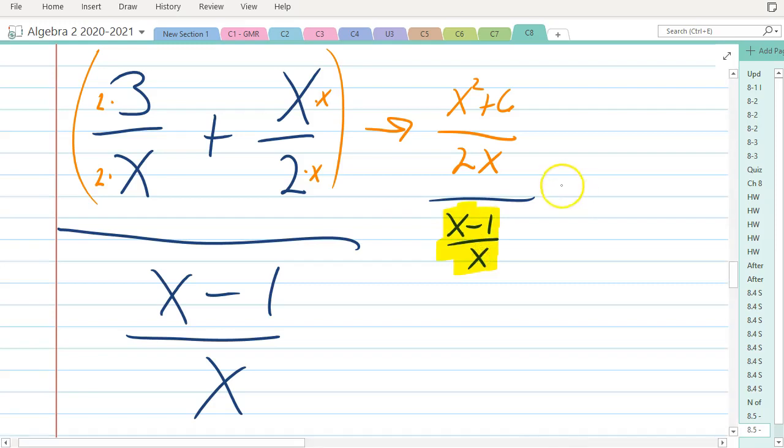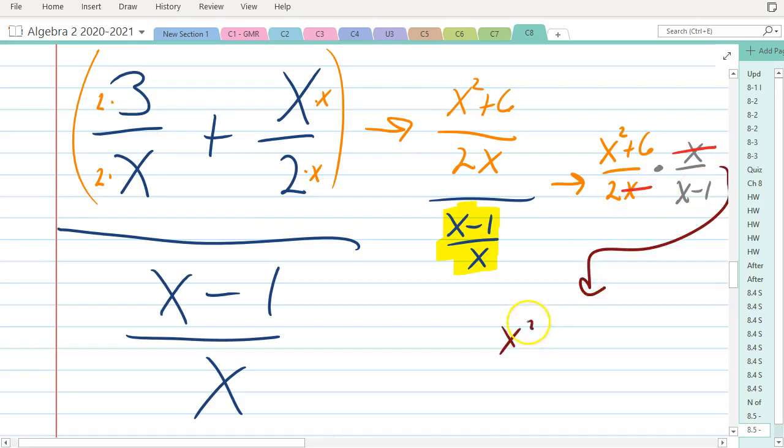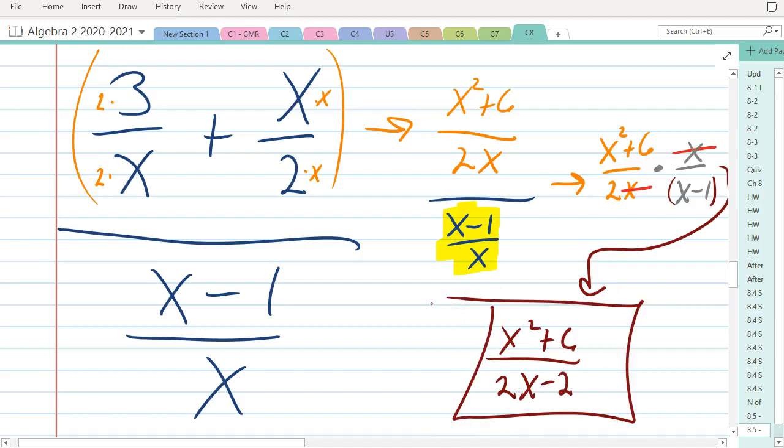So what that means is the top stays the exact same. Then the bottom flips upside down and changes to a multiplication symbol. Before we go any farther, we look to see if I can cancel anything out. The x squared plus 6, he's not factorable. That's just what it is. But I do have an x and an x that I can cancel out. And that'll give me a final answer of x squared plus 6. Now the 2 is going to multiply times the x minus 1 and distribute through. And so that's going to give me 2x minus 2. We already know that the top can't factor, and we're finished.